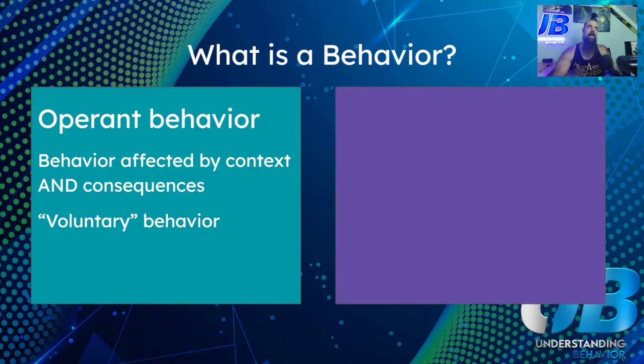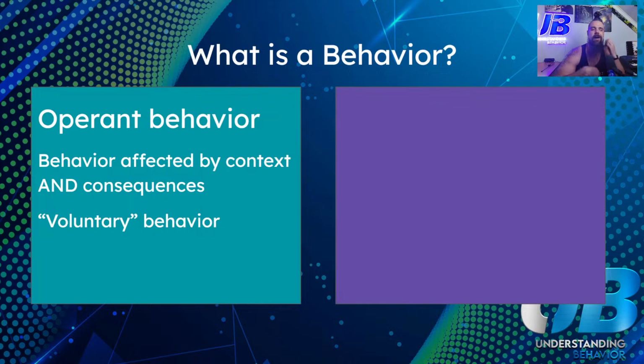So let's go ahead and break down operant and respondent behavior real quick. Operant behavior is mostly affected by our context and consequences. So mostly that consequence is the most important thing. The context is kind of referring to our antecedent stimuli here. And we often think about operant behavior as voluntary behavior. If you get really deep and philosophical, it's like, what really is voluntary behavior?